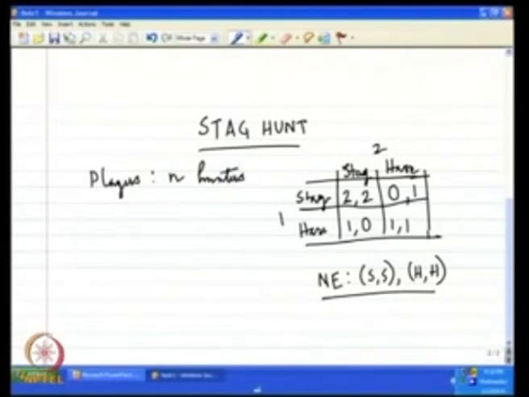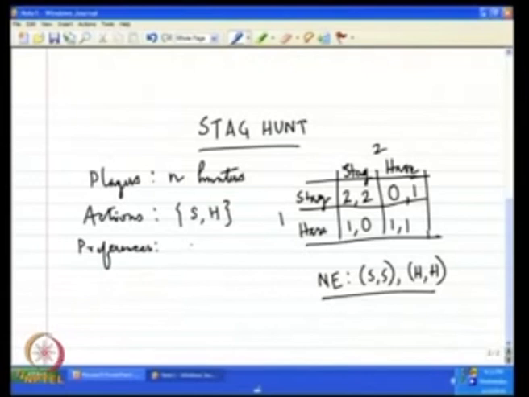All right, and actions as before: for each player, one can try to go after the stag, or one can try to hunt a hare. What about the preference? Preference will change a little bit.